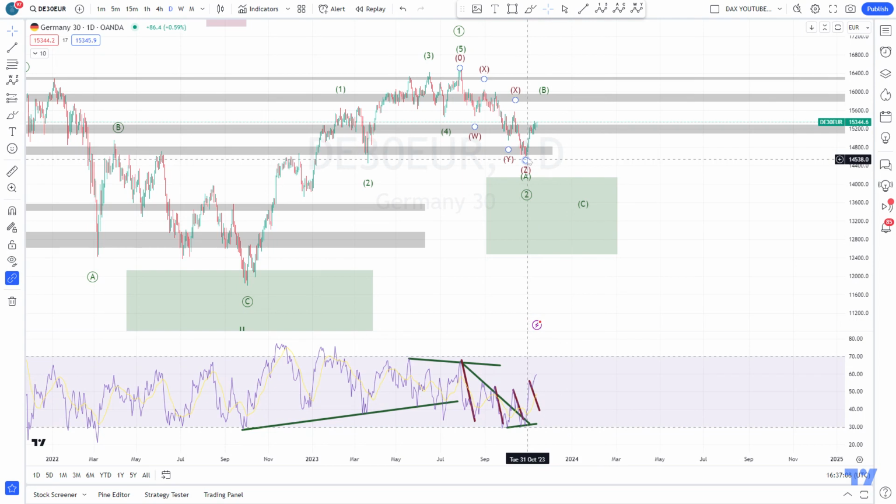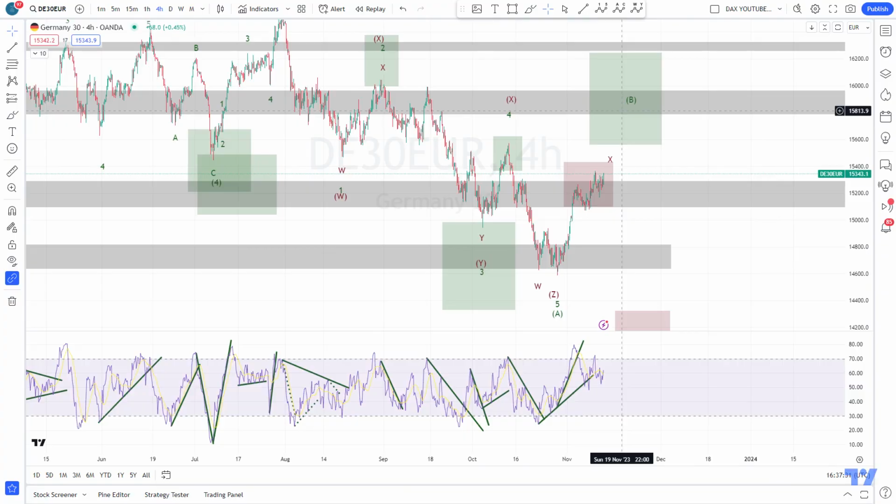But okay, I think the most important thing in the DAX is now that we look at price action from this low. Like I said, it simply looks like we are starting a new cycle from here. And so, yeah, the first interpretation would then be that it is a wave B. So let's have a closer look at this wave B now.